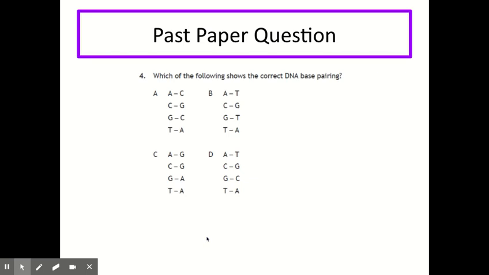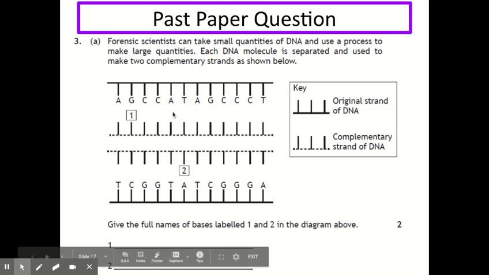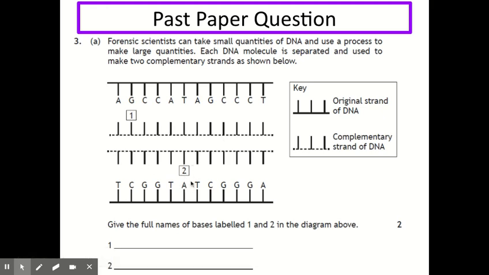Now let's try another question. So forensic scientists can take small quantities of DNA and use a process to make large quantities. Each molecule is separated and used to make two complementary strands as shown below. So these are the complementary strands, and then we have new ones in the middle pairing up across from them. It asks you to give the full names of the bases labelled 1 and 2 in the diagram above. So you want to know what is the name of this base and what is the name of this base here. Pause the video and give this a try.